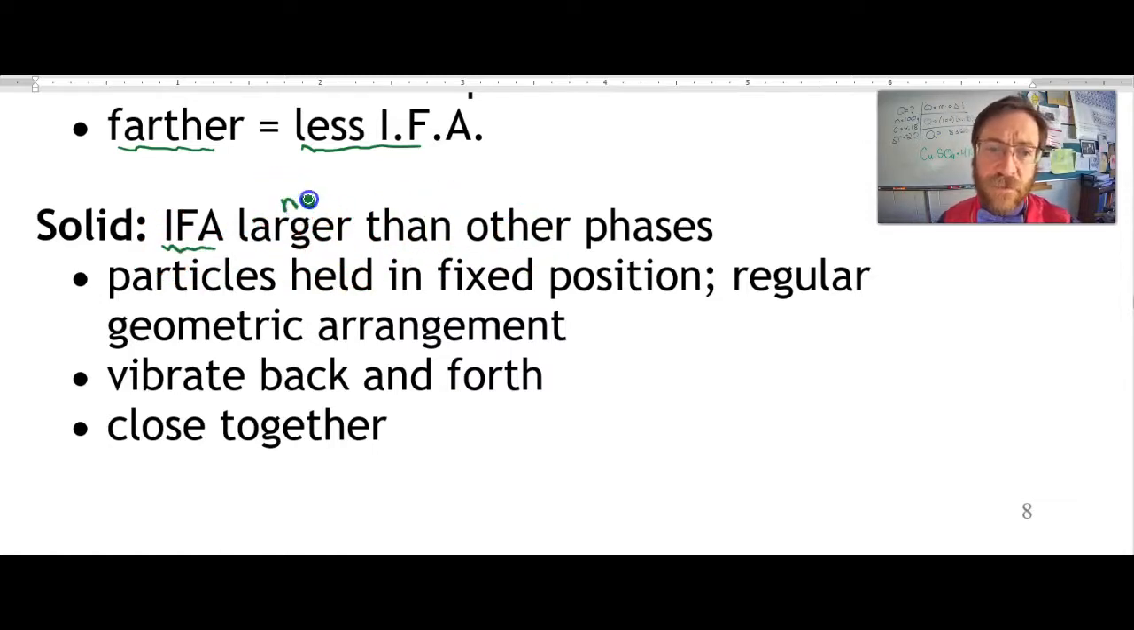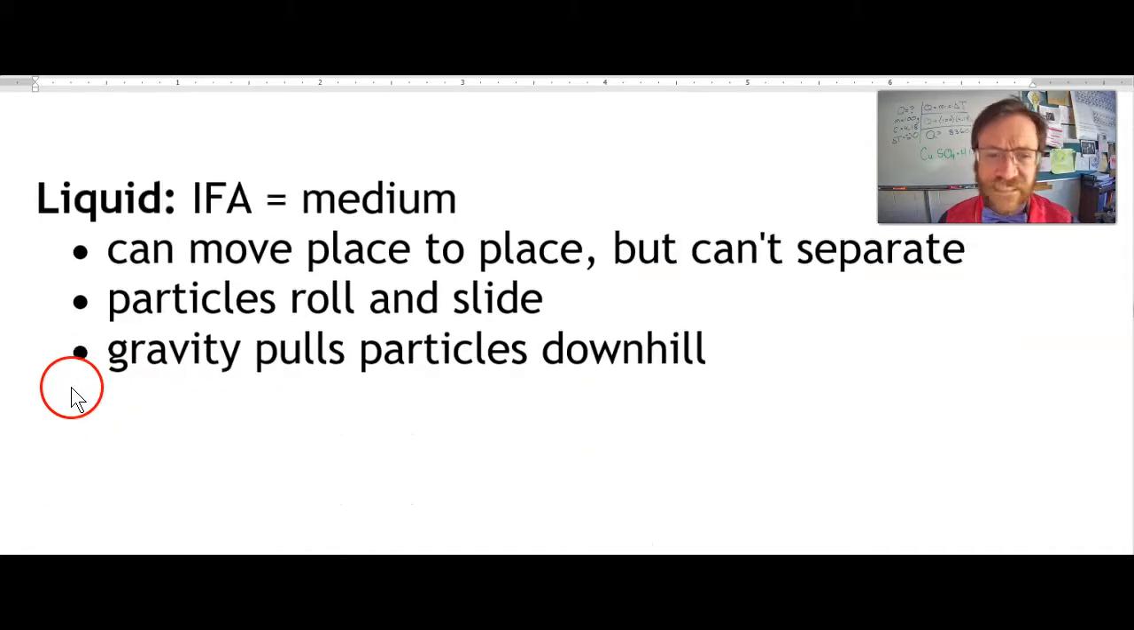Now a solid, like I said, the intermolecular forces of attraction are the largest. So that is where you will find the most intermolecular force of attraction. So the particles are held fixed. In other words, they don't move from place to place. But they're still vibrating and buzzing around. And this is where you often get regular geometric arrangement of your atoms and molecules. Got it? Very close together, still vibrating.